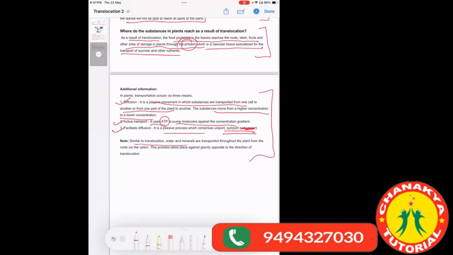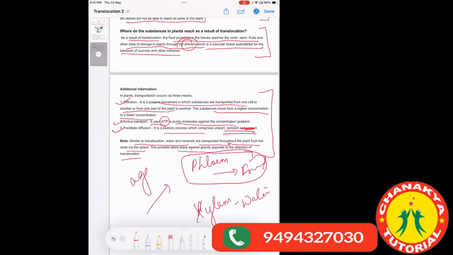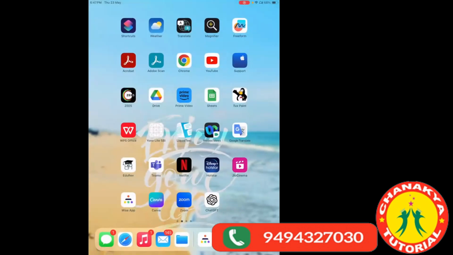So note, similar to translocation, the water and minerals are transported throughout the plant through the xylem. And this process takes place against gravity, opposite to the direction of translocation. So if the phloem is here on the top for the food, opposite to that is the xylem, which is for the water. So this phloem is working against gravity, right? Xylem is towards gravity, whereas the phloem is working against gravity. So that is about the translocation or the transportation of water, minerals, and food.